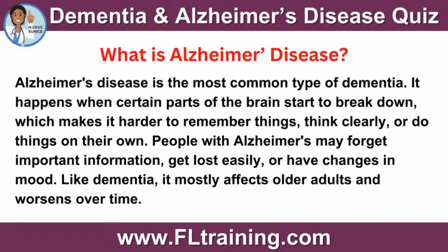All right. What is Alzheimer's disease? Alzheimer's disease is the most common type of dementia. It happens when certain parts of the brain start to break down, which makes it harder to remember things, think clearly, or do things on their own. People with Alzheimer's may forget important information, get lost easily, or have changes in mood like dementia. It mostly affects older adults and worsens over time.